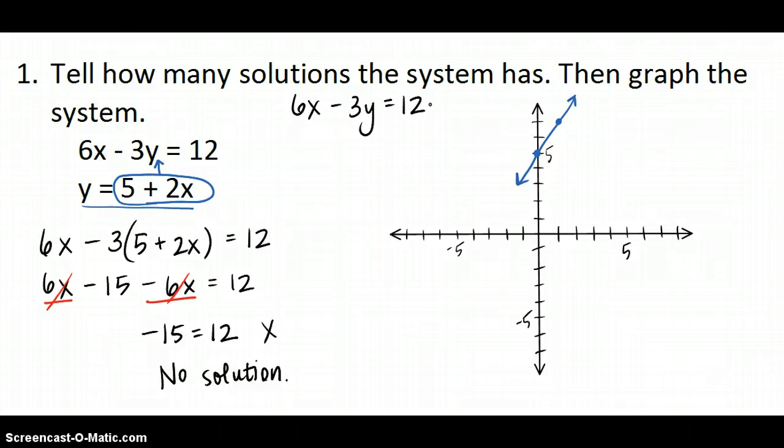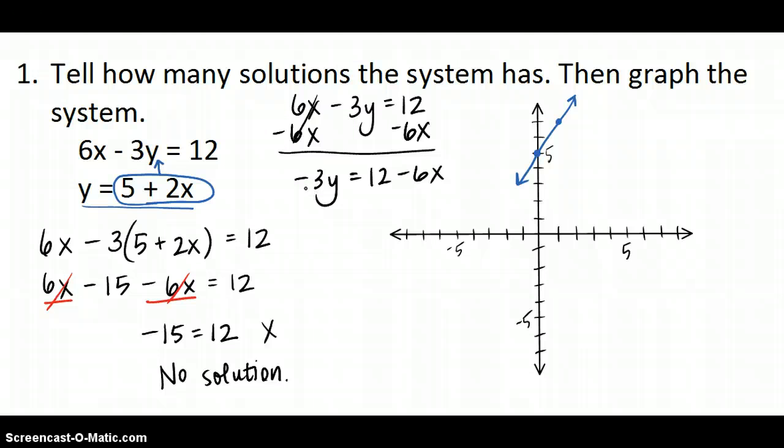The first is always to move the x's. So to move 6x, we need to subtract it from both sides. That leaves us with negative 3y equals 12 minus 6x. Second step, divide to get the y by itself. So we divide by -3.